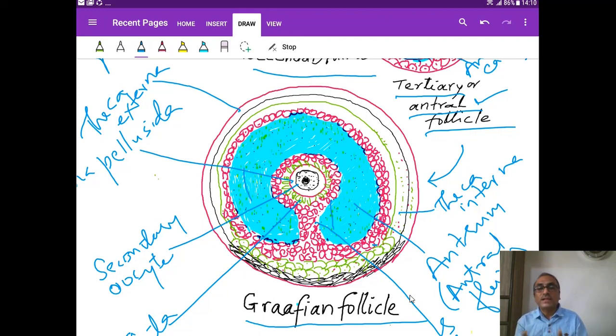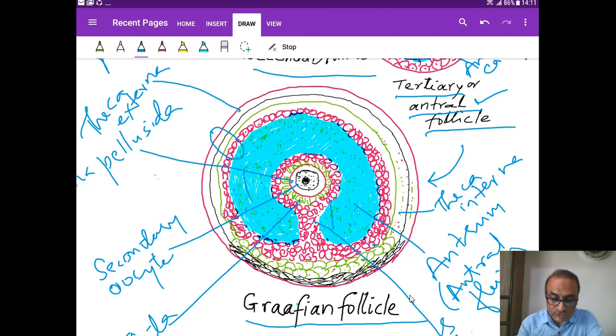Normally ovulation occurs then, though it may be 2 days earlier or 2 days later, but that's the period when the Graafian follicle ovulates. The wall of the Graafian follicle fuses with the outermost covering of the ovary, and the oocyte along with the cumulus oophorus is released out. So that's called ovulation.